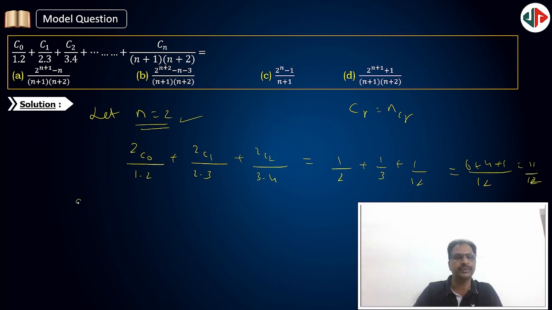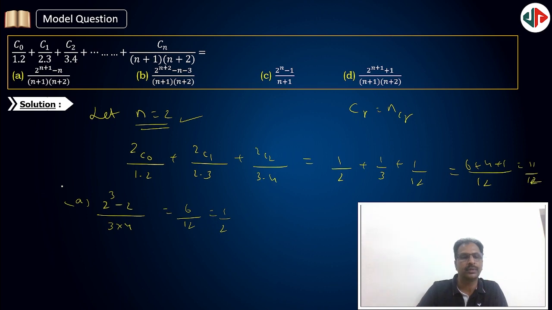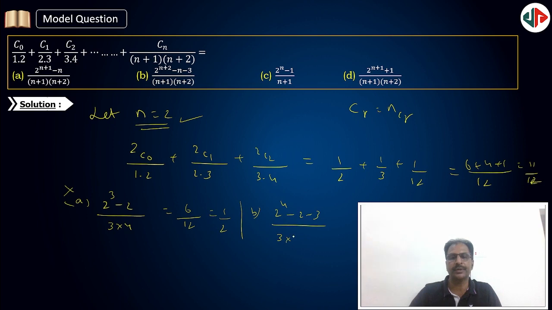Now verify the options. What is the first option when n is 2? 2 power 3 minus 2 by 3 into 4. 8 minus 2, 6 by 12, which is 1 by 2. Option A is wrong. Next, take option B. Put n is equal to 2. 2 power 4 minus 2 minus 3 by 3 into 4. 16 minus 5, 11 by 12. So option B is correct.